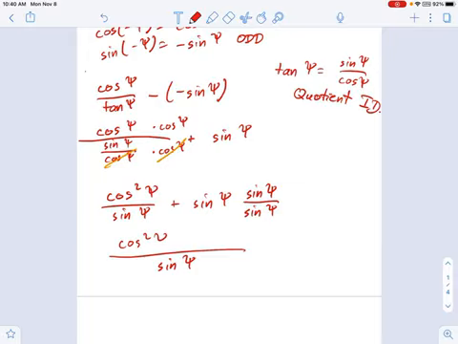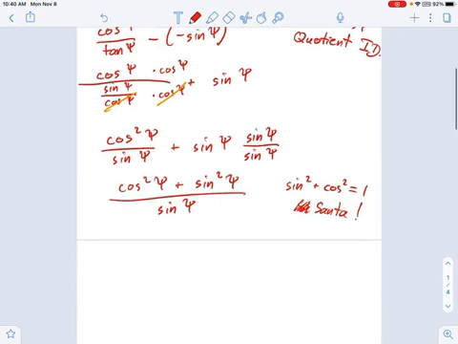And on the top, you have cosine squared plus sine squared, which, if you remember your Pythagorean identity, sine squared plus cosine squared is 1. Remember? Santa Claus? Santa, how do we spell Santa? Santa Claus, there we go. So on this one, now I simplify the top to just the number 1 divided by sine psi.